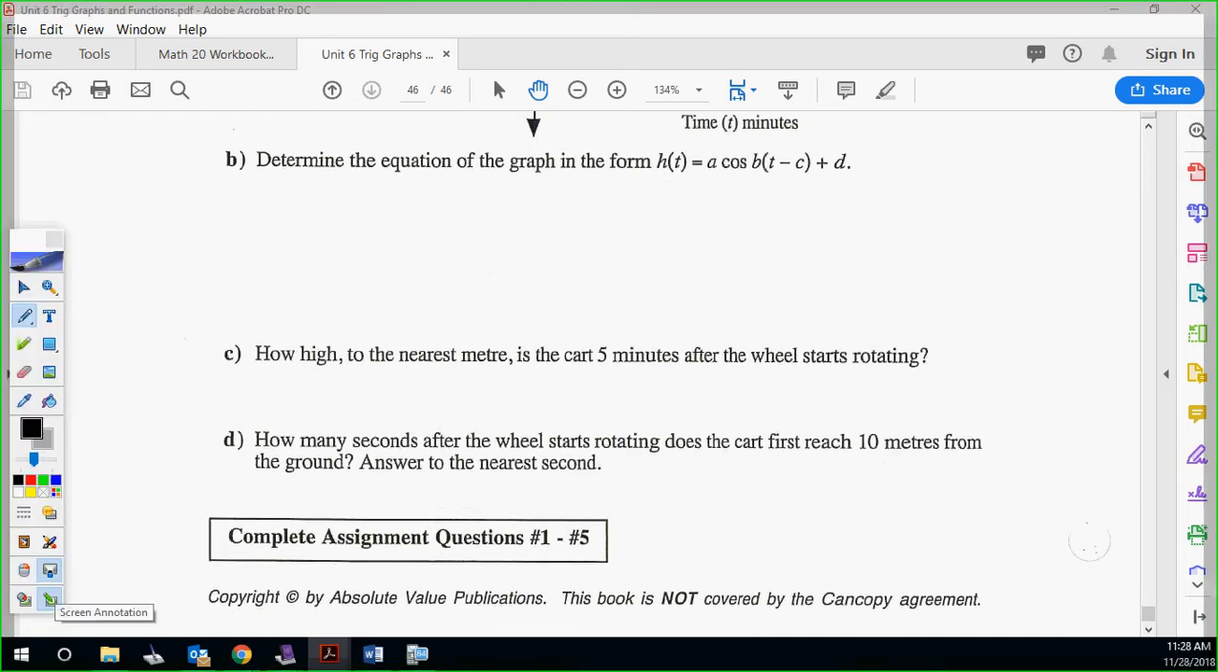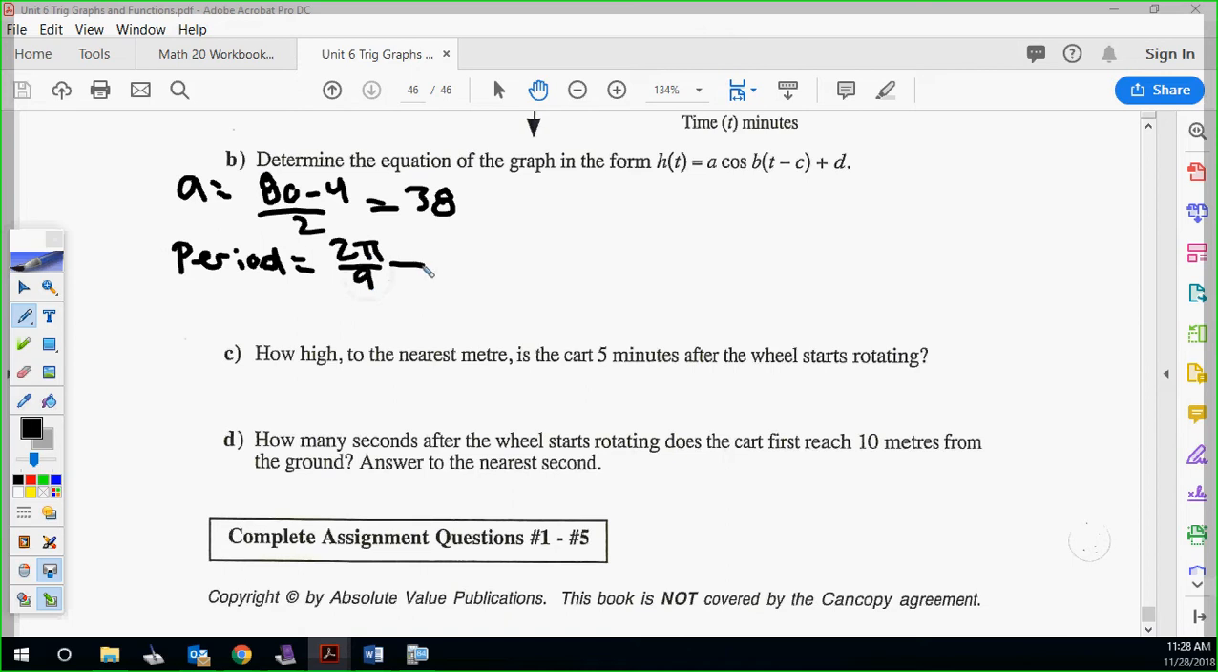So let's just do, what did you guys get for A? 38. A is 38, correct. It's 80 minus 4 divided by 2. You get 38 for your amplitude. Okay, how about your period? The full curve happens in 9 minutes. So your period is going to be, how do you do it? 2 pi over 9, good. That doesn't reduce, so that's your period. 2 pi over 9, that's your B.